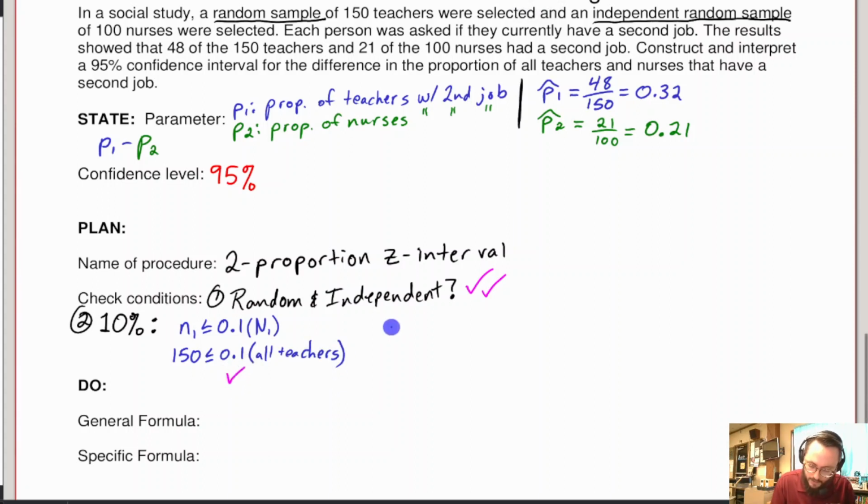Similarly, for nurses, only this time I'm not going to write out the n2. Is 100 less than 10% of all nurses? Now you should know, there are a lot of nurses and there are a lot of teachers in the country, so yeah, that's also true.